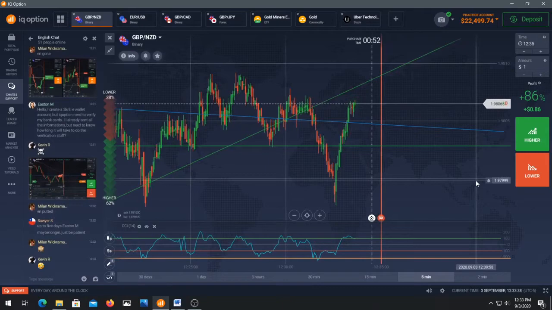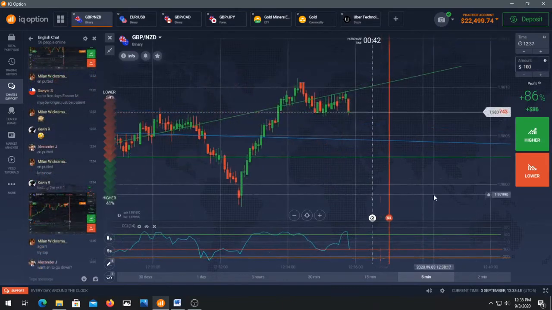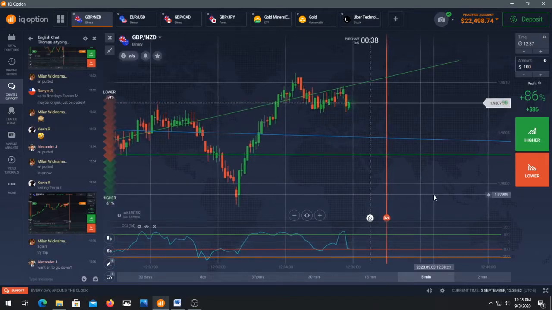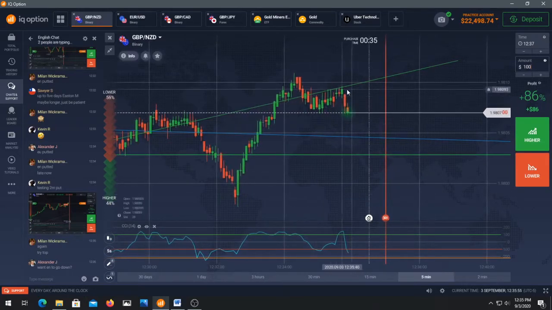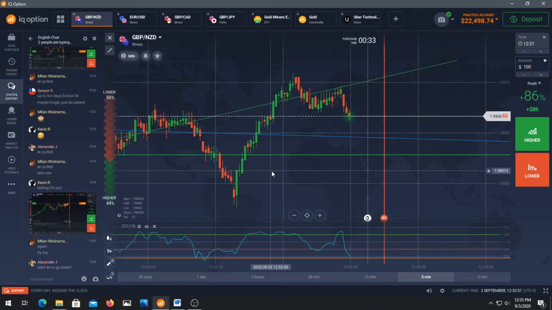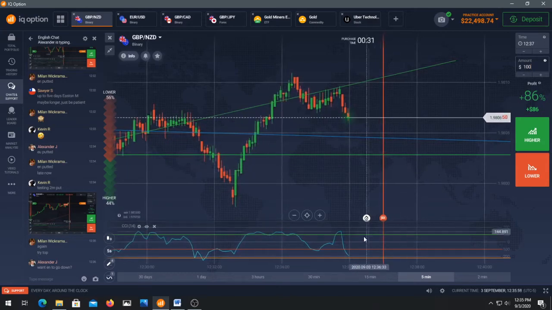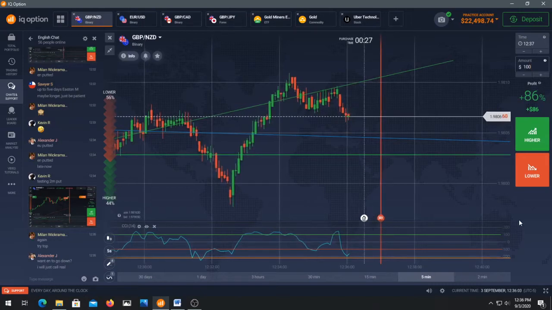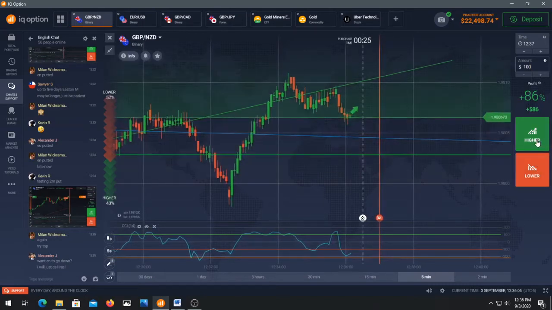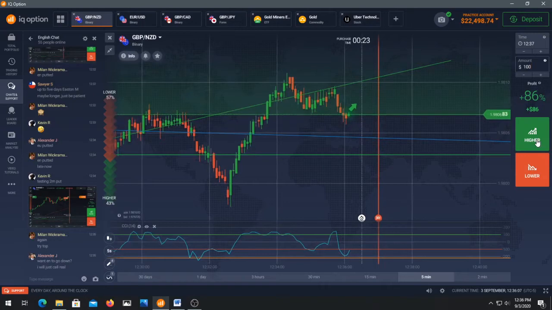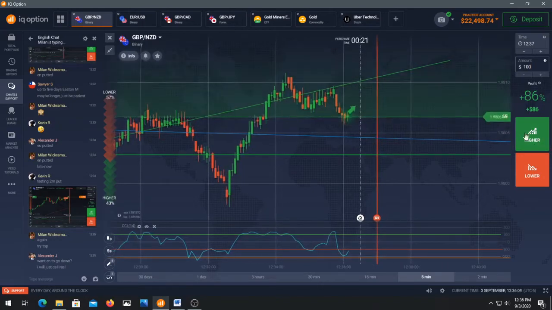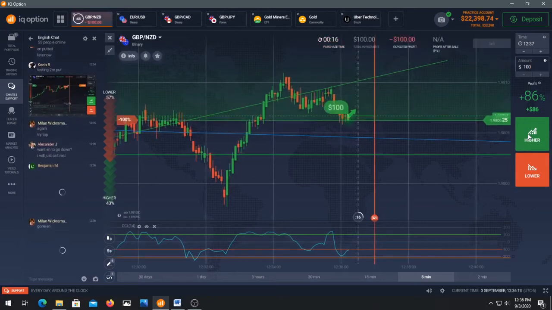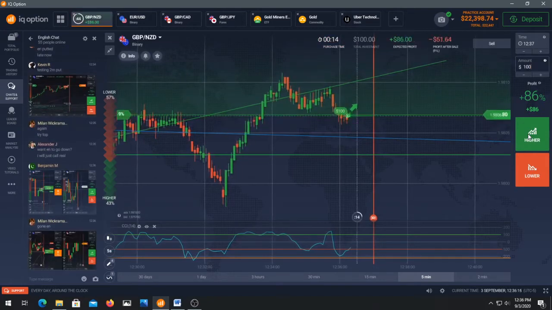Let's see what's happening now. So now it's touching the support line. The support line now seems to be a line of resistance. So therefore it's going down. So this is saying it's being oversold, so it should be coming back up a little bit at some point. So let's see, and the wicks are showing that it's resisting lower prices. So let's go ahead and put a buy in. Alright, then let's see how this turns out.